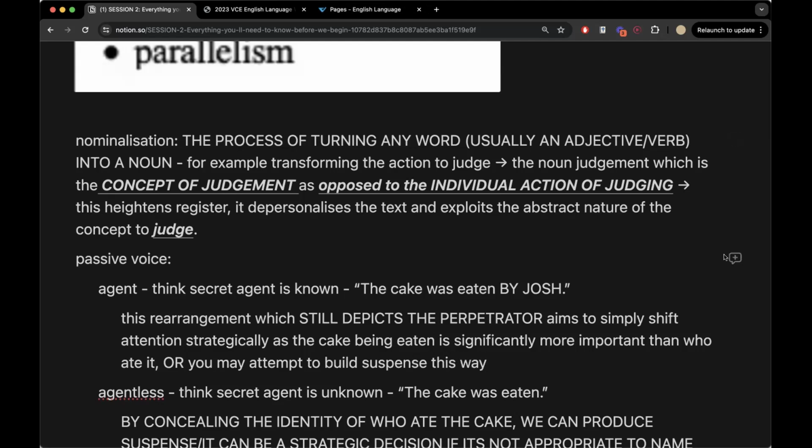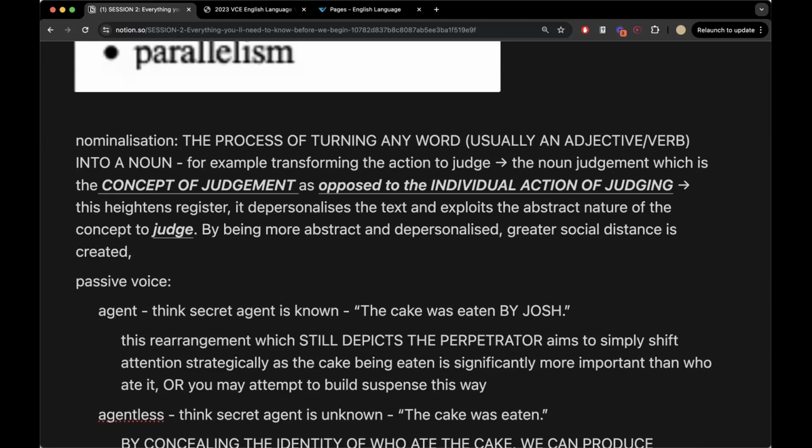So these are the different perspectives we can take when explaining register, formal by nature. But you could say that by being more abstract and depersonalized, a greater social distance is created, heightening register and formality. You can say it like that.